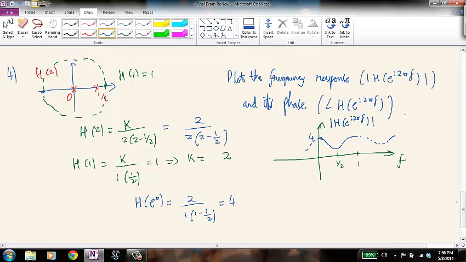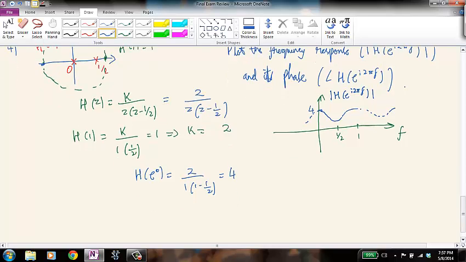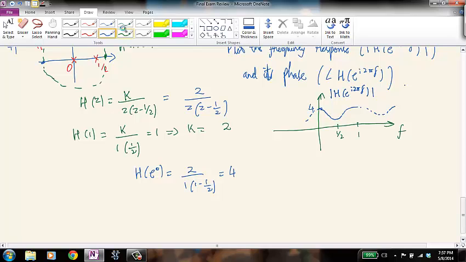and similarly you can do the phase. Just note that the phase of H of z is equal to the sum of the phases of the numerators minus the sum of the phases of the denominators, right? Because you're multiplying everything and phases are in the exponent, so they add. So maybe I'll leave that as an exercise since we're running a bit short on time. But I'll just write it here.